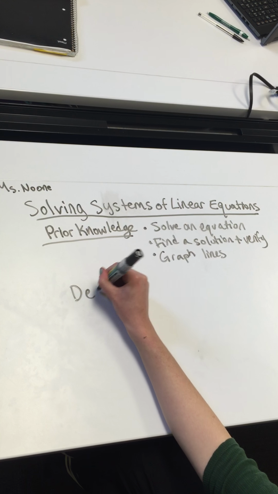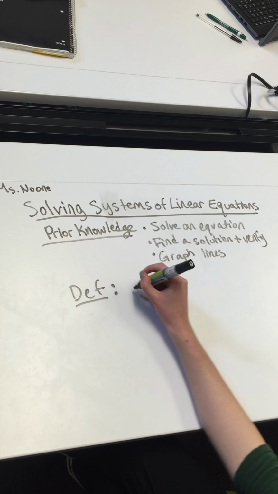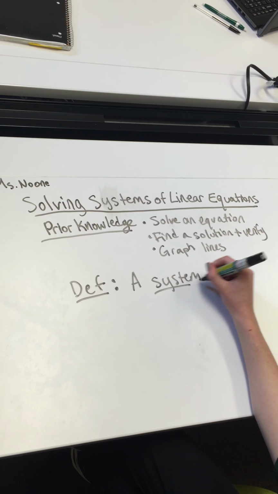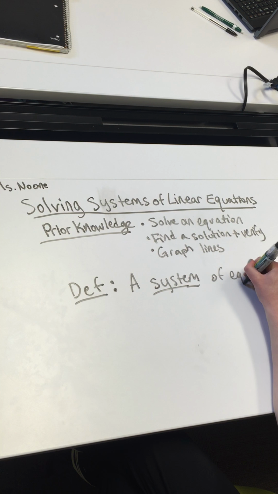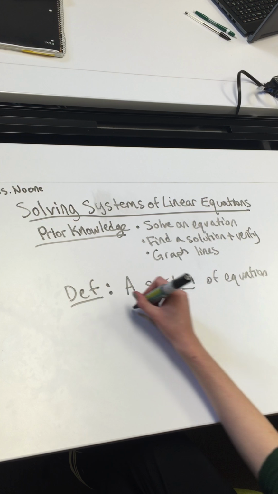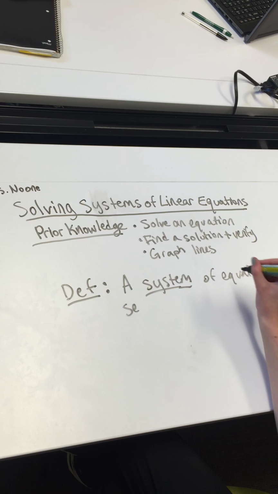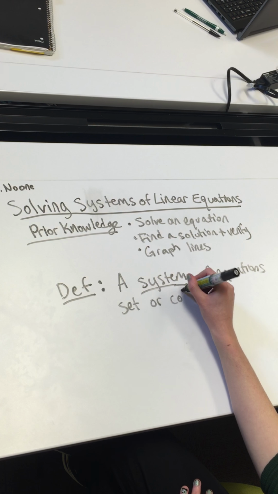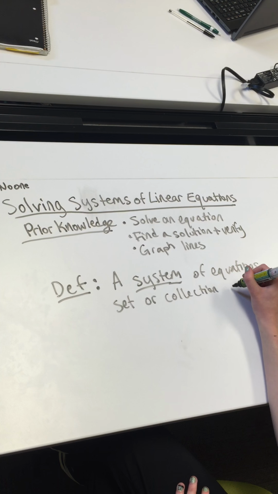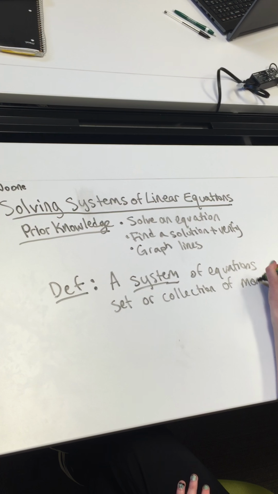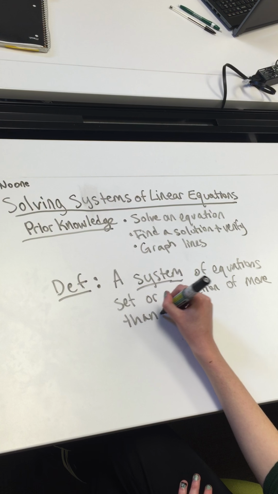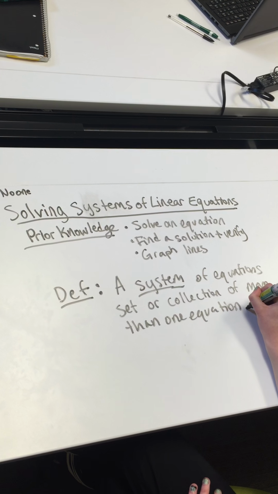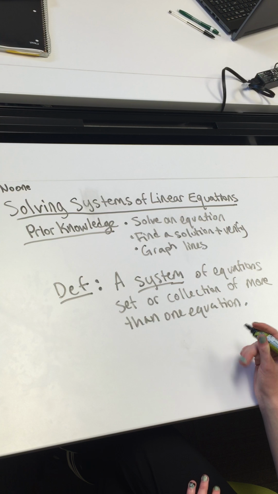So we're going to proceed by a new definition of what a system is. So a system of equations simply means that it's a set or collection of more than one equation. Typically they're related to one another in some way.